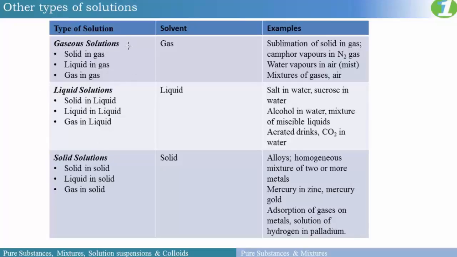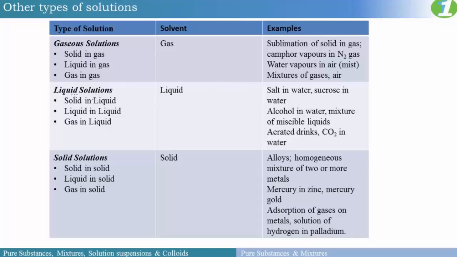Now, in terms of a gaseous solution, the solid can be the solute while the gas is the solvent. The liquid can be a solute and the gas the solvent, or a gas the solute and a gas the solvent. And here we have some examples. For example, it says sublimation of solid in gas, for example, the camphor ball in N2 gas, water vapor in air or mist. And these are mixtures of gases in air.